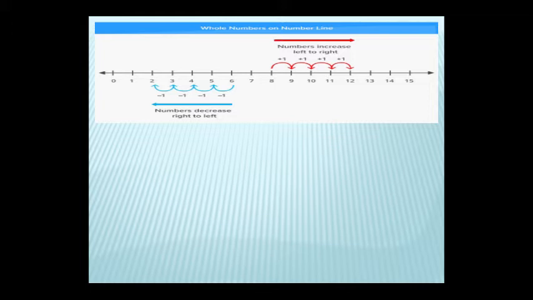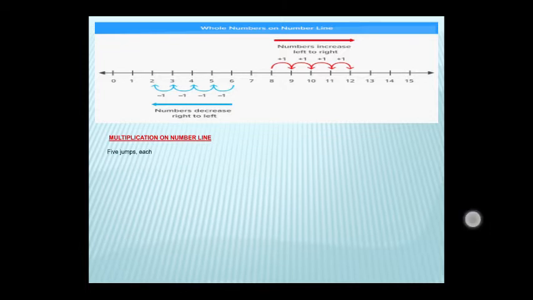Like that. If on a number line you move right to left, then the number decreases. So 6 minus 1, decreases means you have to do subtraction. 6 minus 1 is 5, 5 minus 1 is 4, 4 minus 1 is 3, 3 minus 1 is 2. So if you want to do subtraction, you have to move right to left. Addition you have to do left to right. Like this you have to do addition and subtraction using a number line.